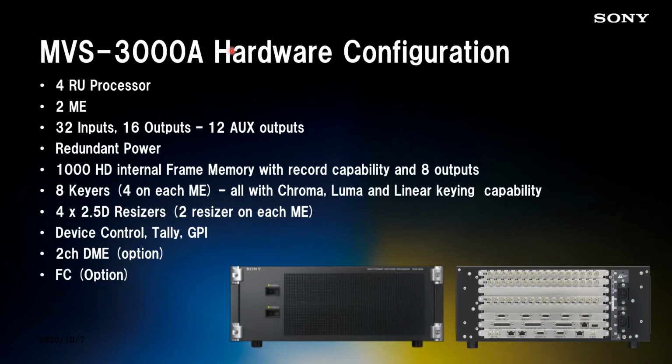And this is the detailed spec of our MVS 3000A hardware configuration. 4RU processor with 2ME ability, 32 inputs, 16 outputs. They have 1000 HD internal frame memory, also 8 keys total across the MEs, and each ME has 2.5D resistors. So totally you will have 4 resistors available in 3000A. Of course, you can also choose optional DME and format converter boards.